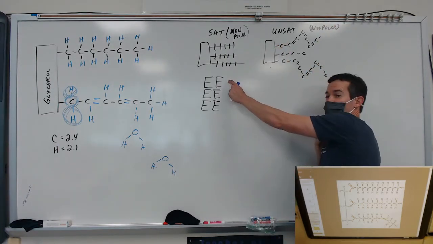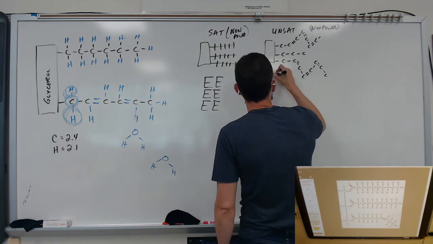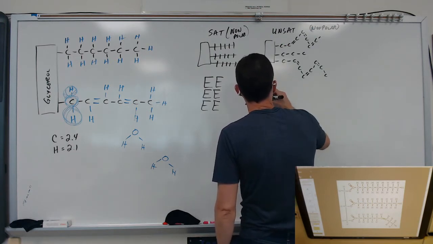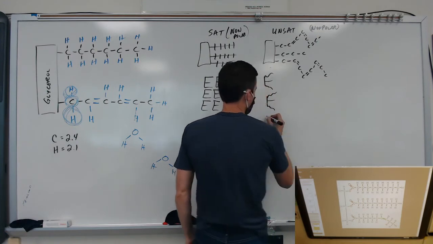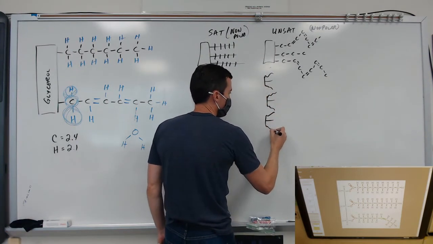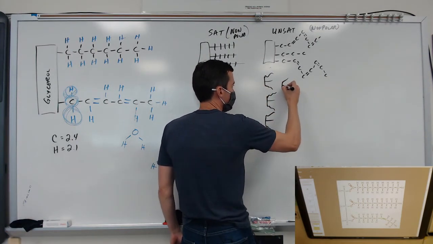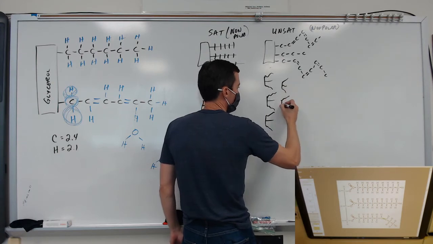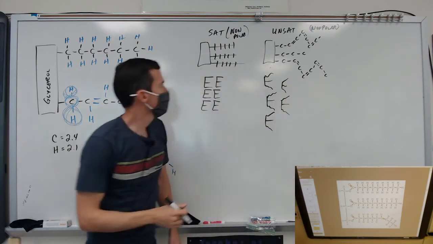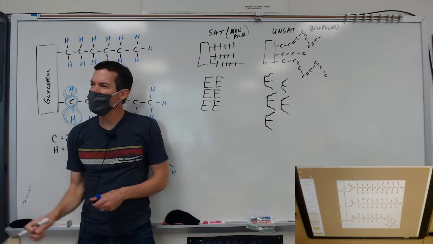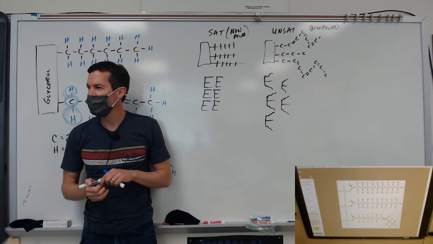Unsaturated fats, instead of looking like E's, they look like messed up E's. Kind of more like this. They've got all these kinks. Which ones tend to be more solid at room temperature, saturated or unsaturated?